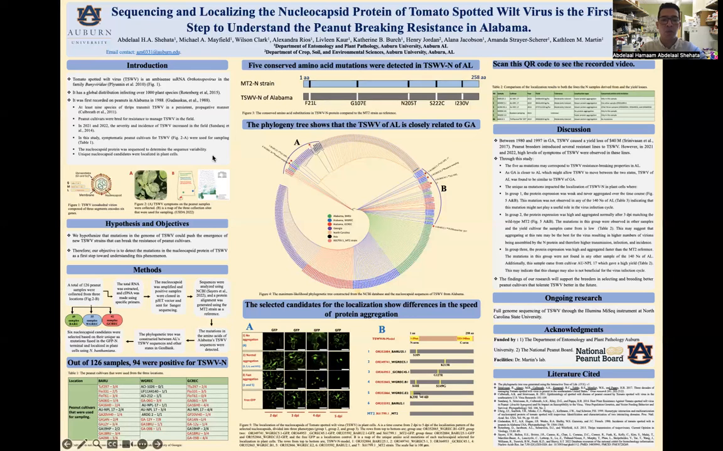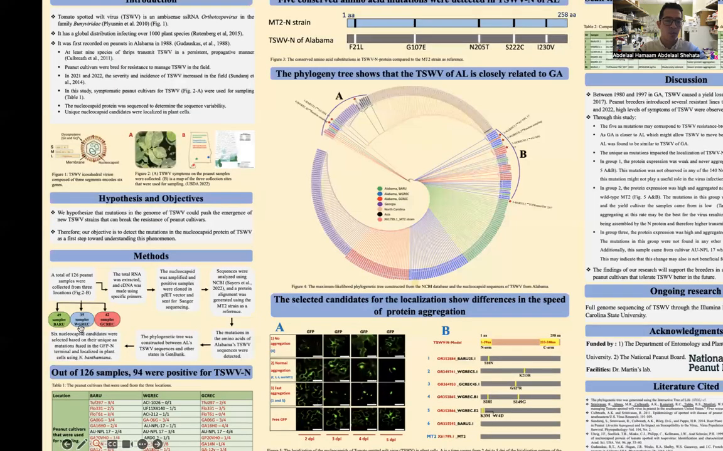To do that, we went to 3 locations in Alabama, BRU, WG-RIC, and GC-RIC, as you see here. These 3 locations are found here on the map, and they represent the counties that plant and produce a lot of peanut. We collected 126 samples from those 3 locations, and all the samples were showing symptoms of the virus: yellowing, ring spot, and wilting.